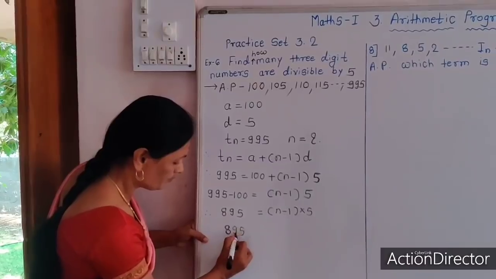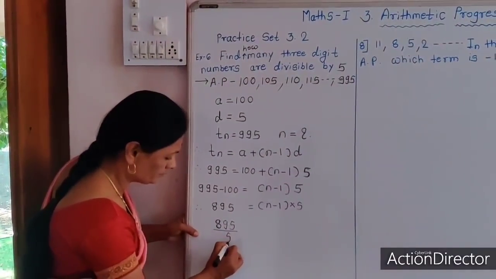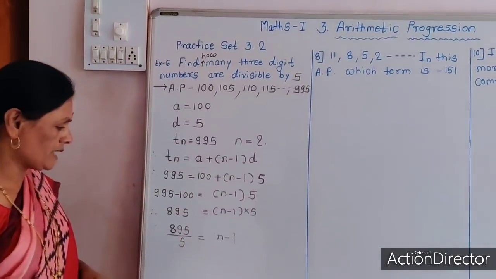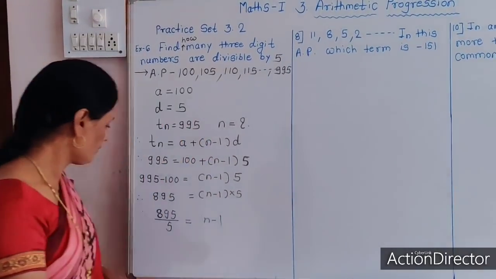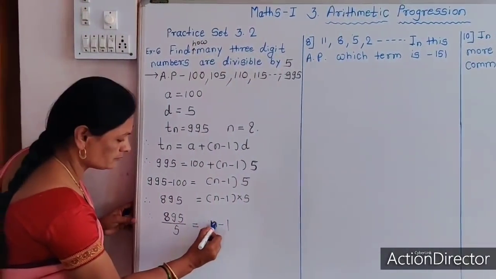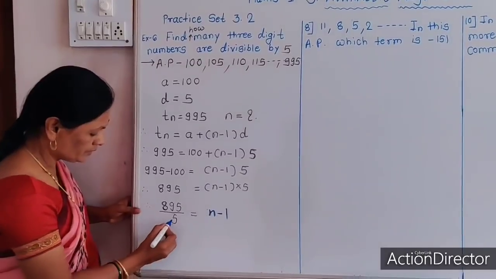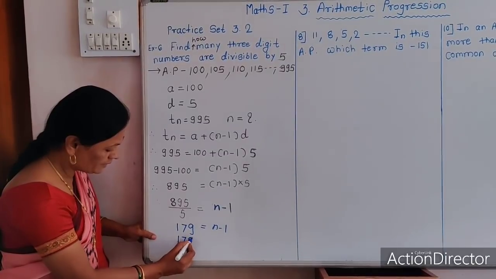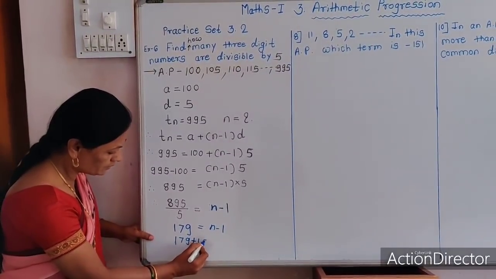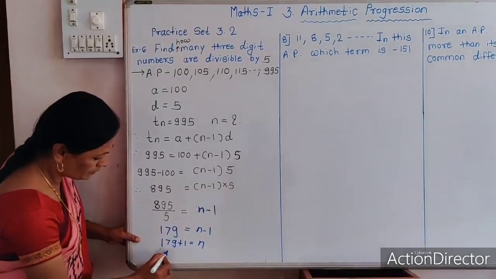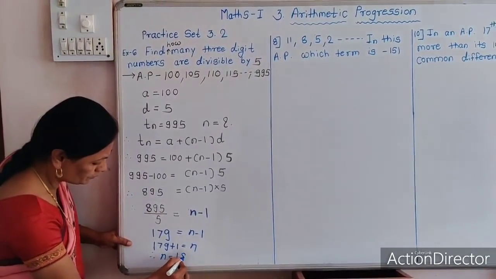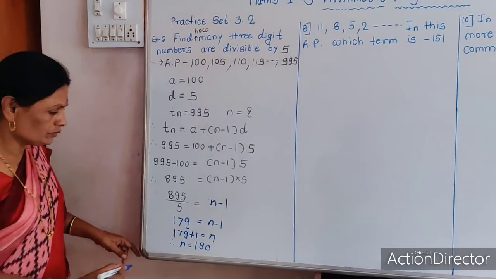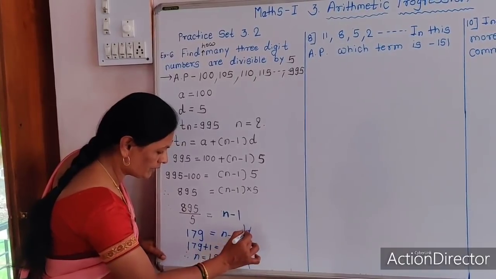Therefore, 895 divided by 5 is equal to n minus 1. Only n minus 1 remains. Therefore, minus 1 here becomes plus: 179 plus 1 is equal to n. Therefore, n is equal to 180. Now we write the answer.